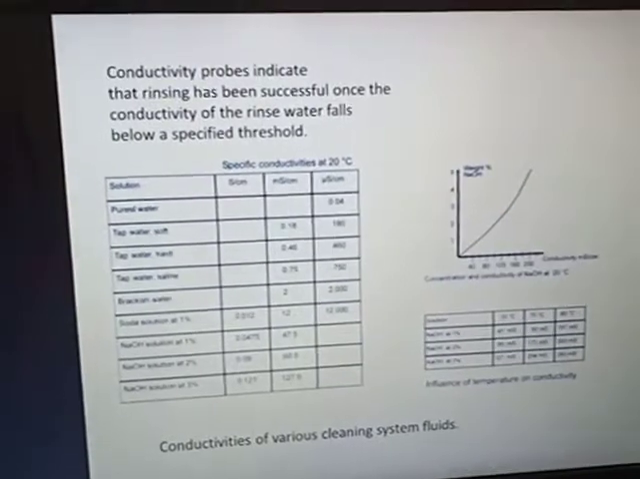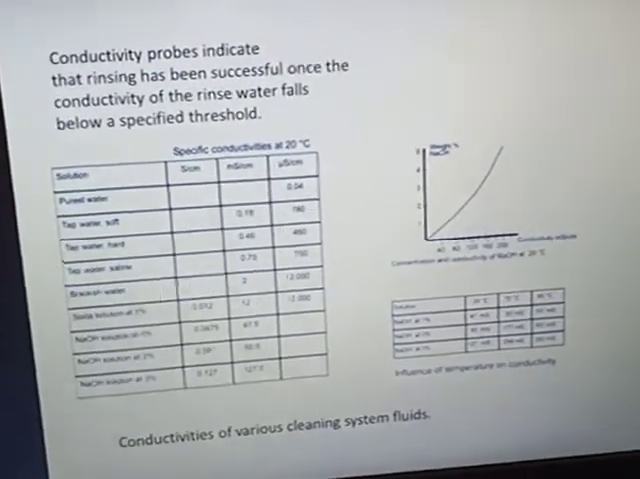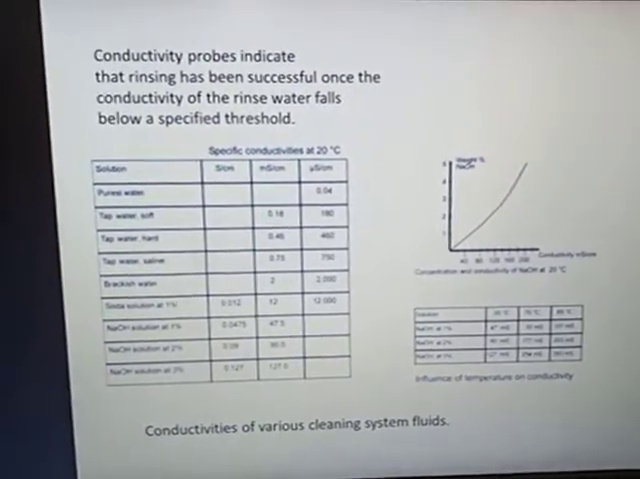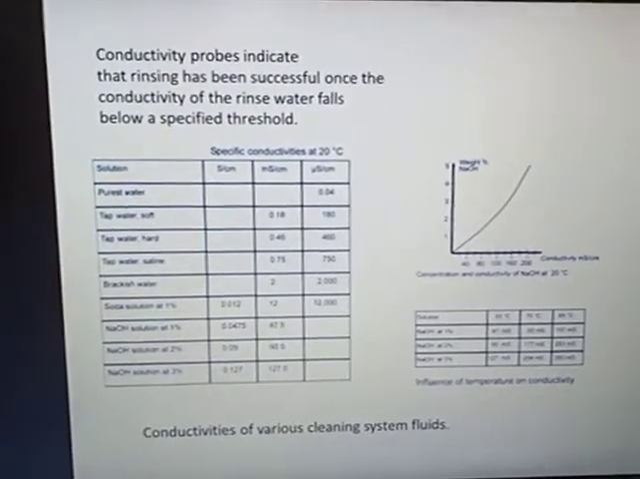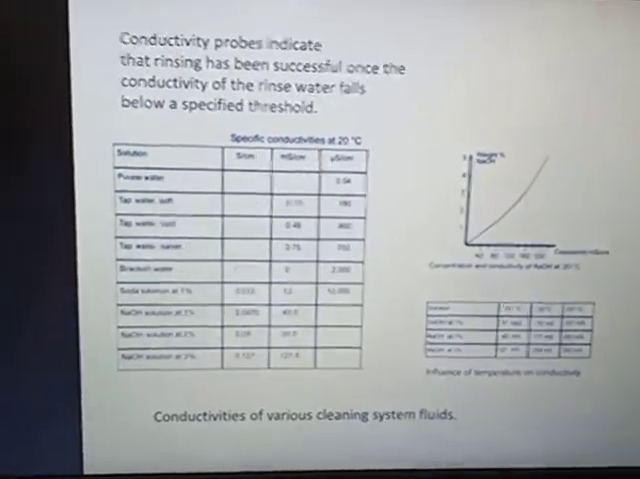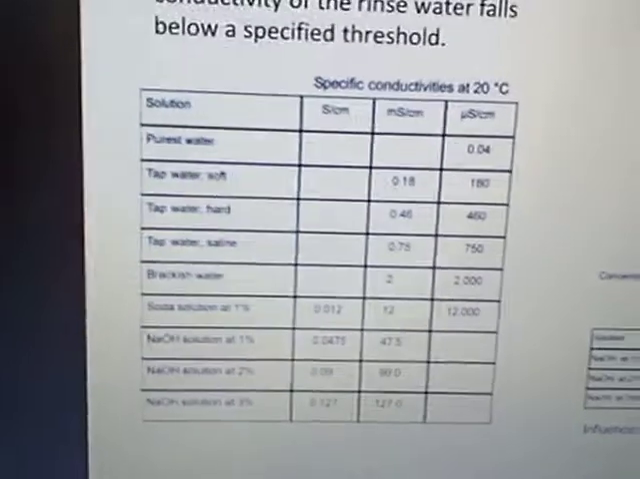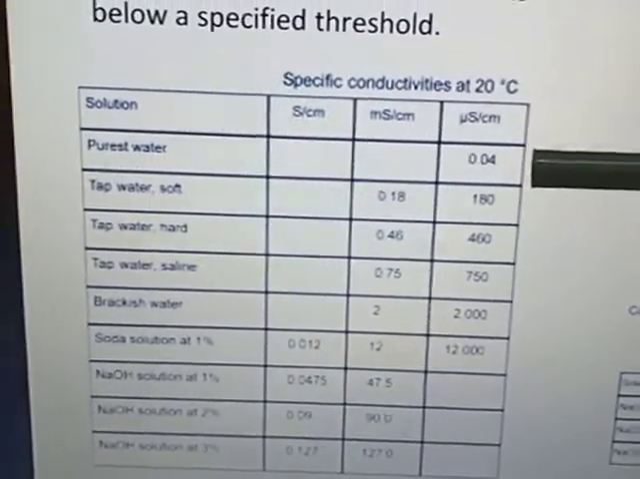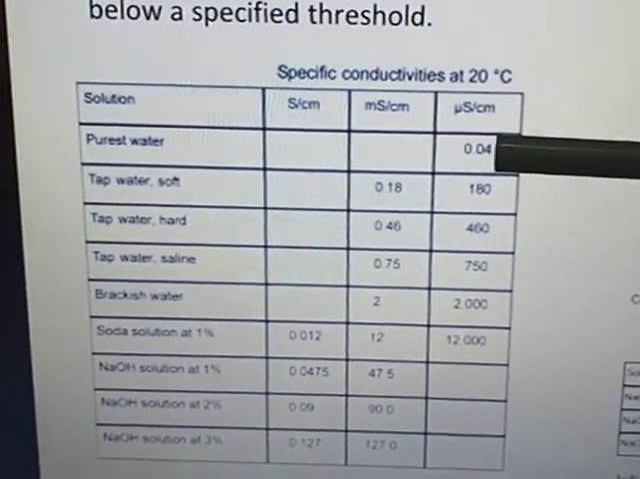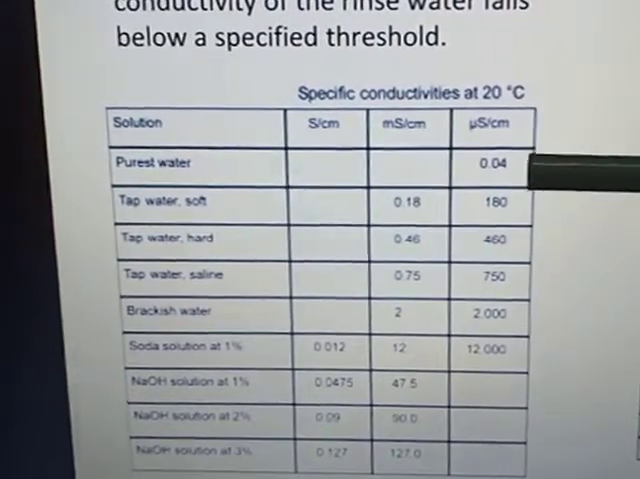Okay, this is the example of application of conductivity probes. Conductivity probes indicate that rinsing has been successful once the conductivity of the rinsed water falls below a specific threshold or value of the conductivity. The conductivity of purest water is about 0.04 microsiemens. This is a specific conductivity at 20 degrees Celsius.